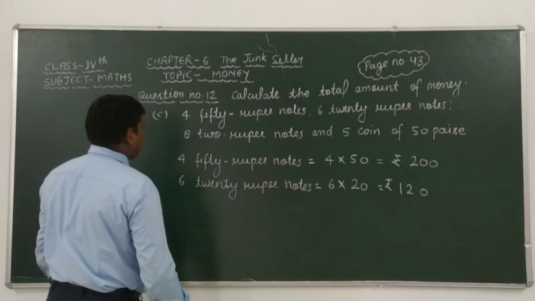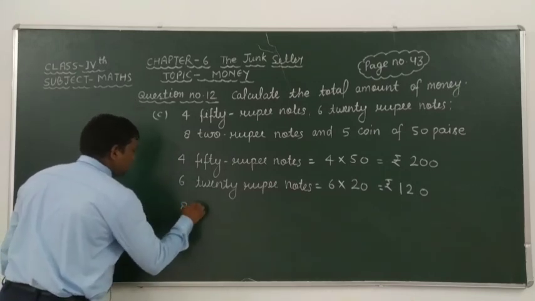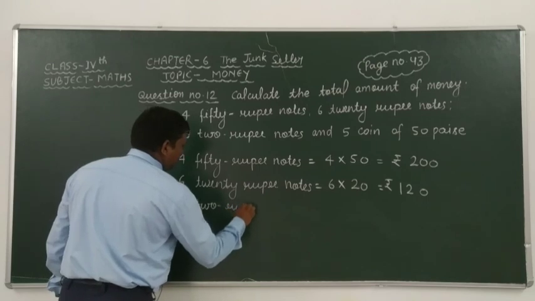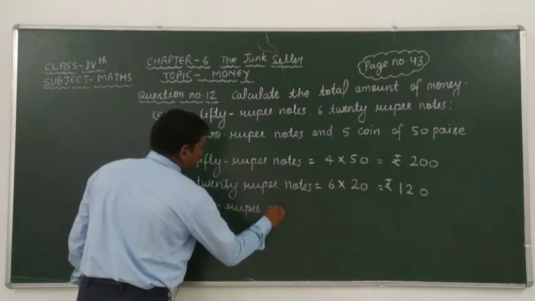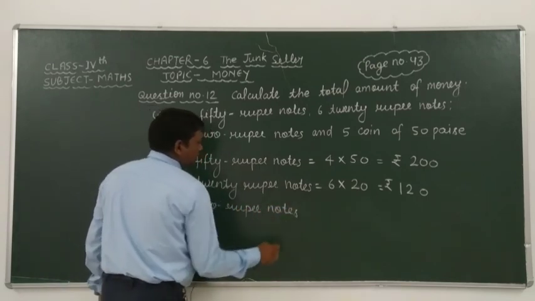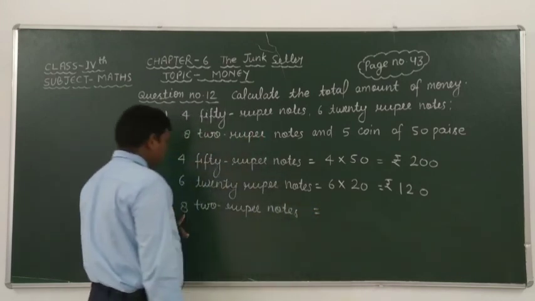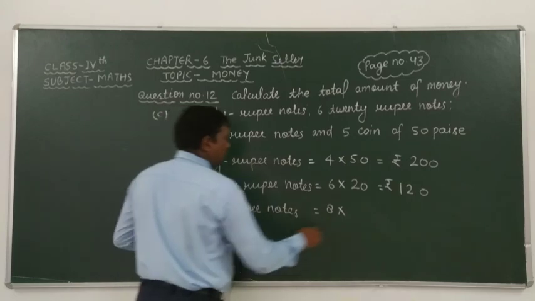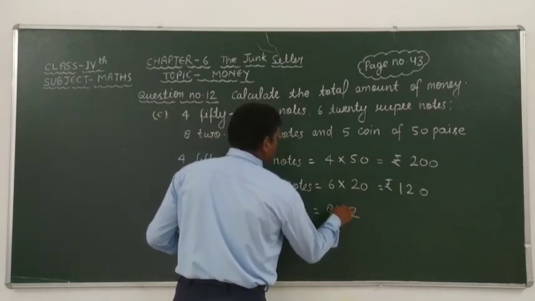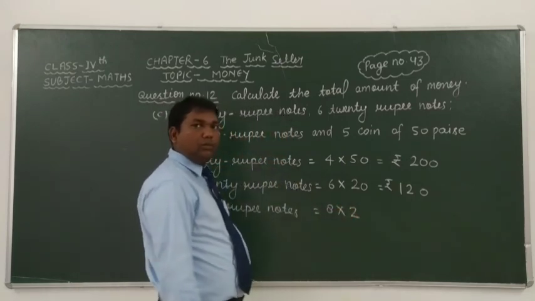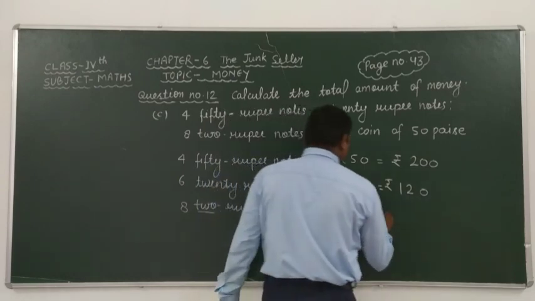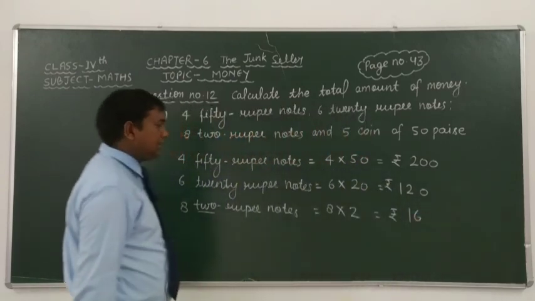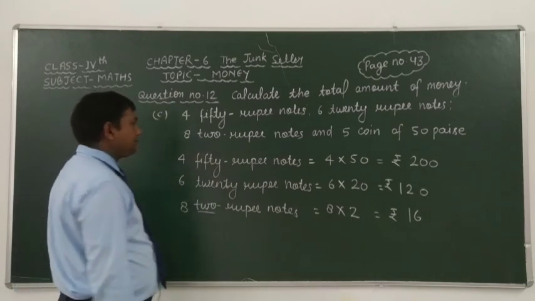And it is given 8 2-rupee notes, 8 into 2. It means we have to take the multiplication of 8 and 2. After multiplying these we get 8 times 2 is 16. Okay, students, 8 times 2 is 16 rupees.